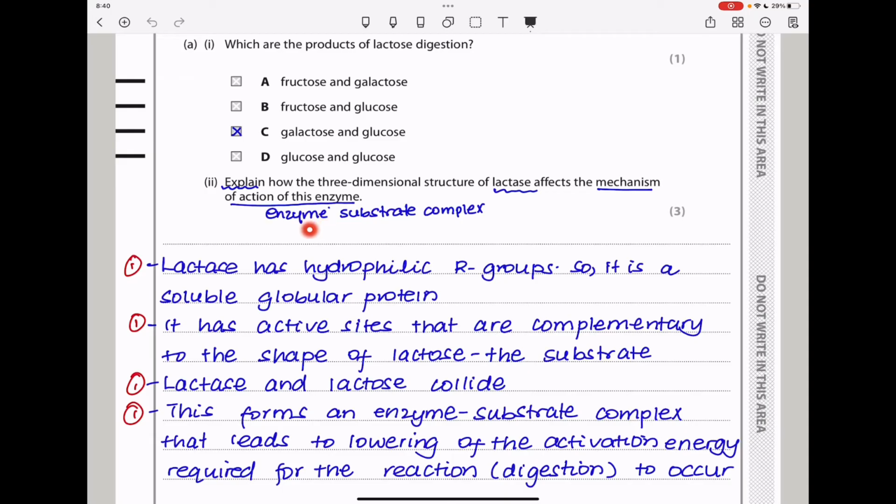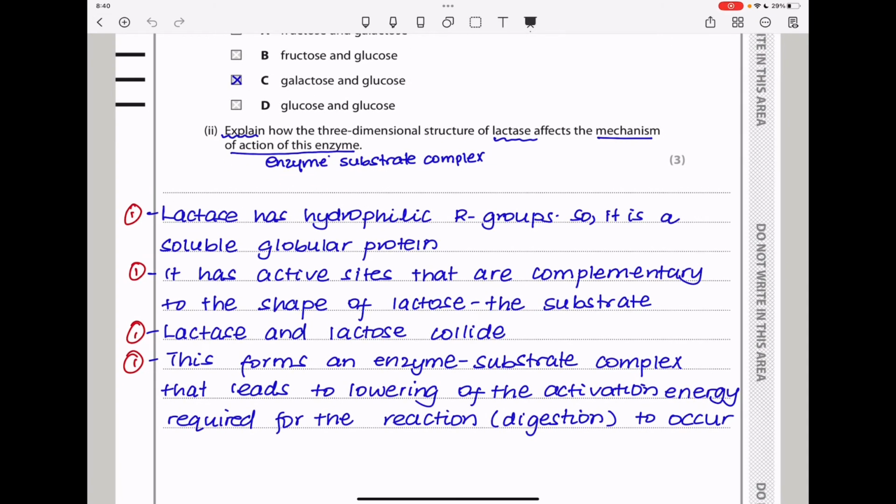When this enzyme is working, it produces an enzyme substrate complex, as the substrate, in this case lactose, binds onto the active sites. So if we are explaining the mechanism, we're going to think about how the enzyme substrate complex is going to be formed. And again, they want us to include a three-dimensional structure. So I said, lactase has hydrophilic R groups. The reason for saying this is because this is part of digestion, and in digestion, the enzyme is going to be soluble in some fluid.